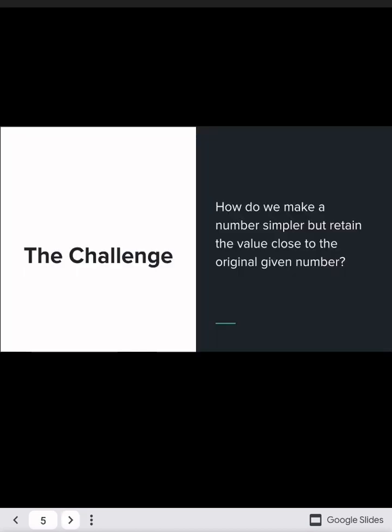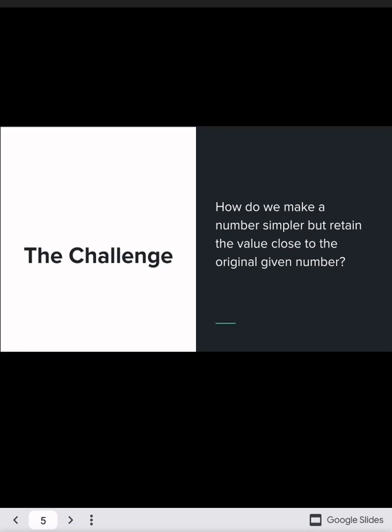All right. Now, the challenge. How do we make a number simpler but retain the value close to the original given number? So if you're given a whole number, a set of numbers, the concept of rounding off is we make a number simpler, but we retain the value closer to the original given number. That is the concept of it.